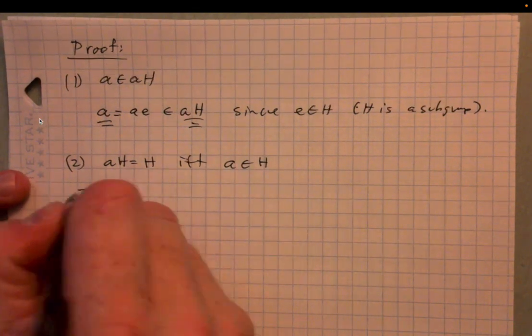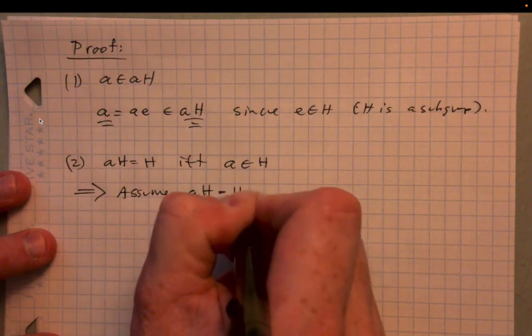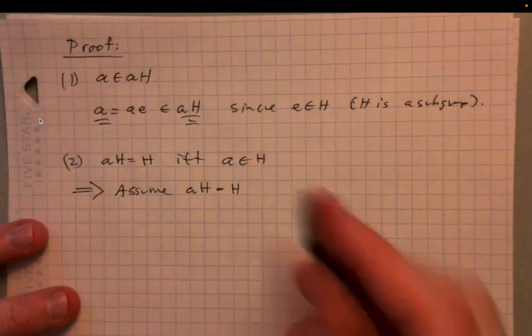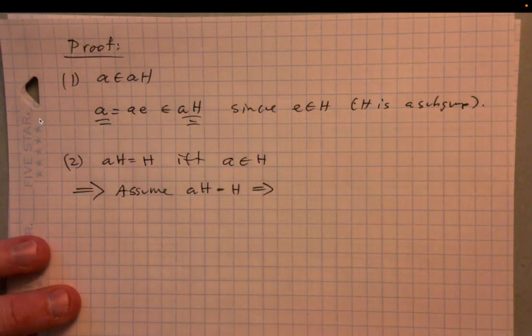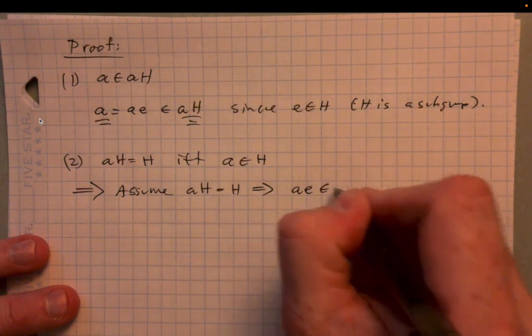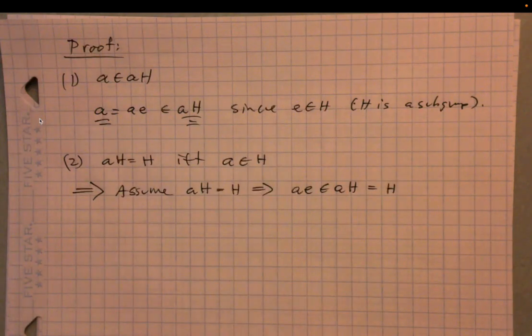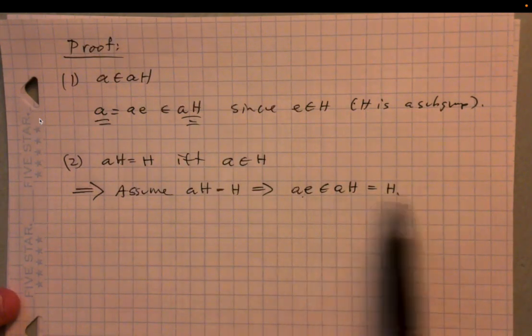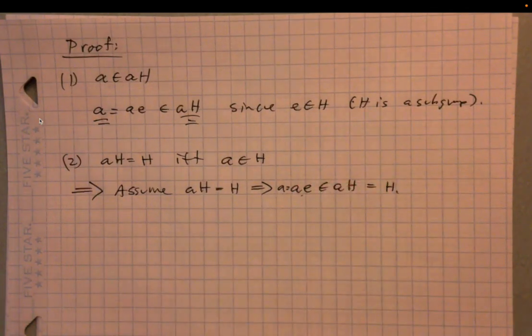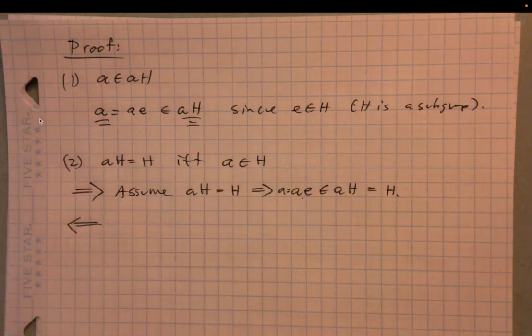We'll start with the one direction. We'll assume AH equals H. Okay, and if we do that, then what happens? Well, then we have AE is in AH, which is, of course, equal to H. Right, so that means A is in H. I guess I should write A equals AE. Right, this one just kind of follows from 1. And then what about the other direction?